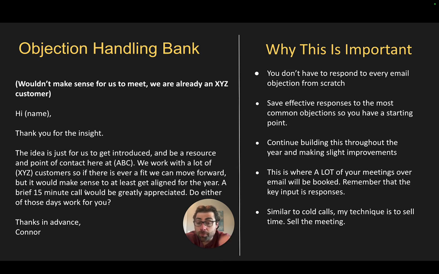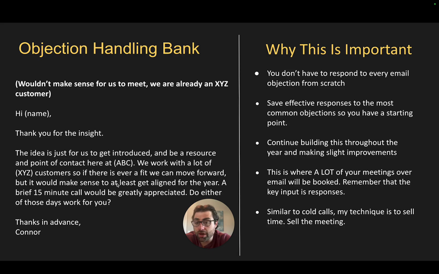What I say is, put in the effort once. Think of a good, effective response that generally works for we already work with an XYZ customer. So every time you get that, you can just go to your objection handling bank, which you can keep in OneNote, a Word document, your Notes app, wherever you like to keep them. You open up your objection response bank and go to the we already work with an XYZ competitor template, and it gives you a good starting point.